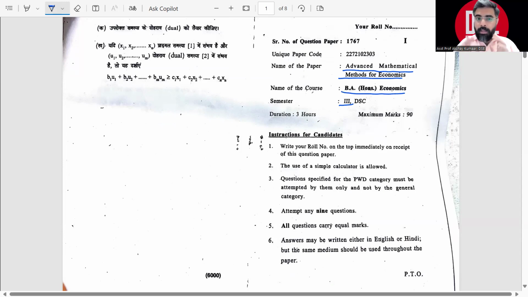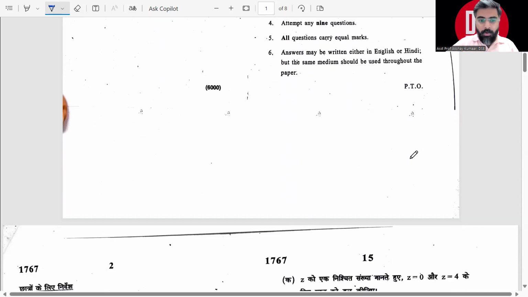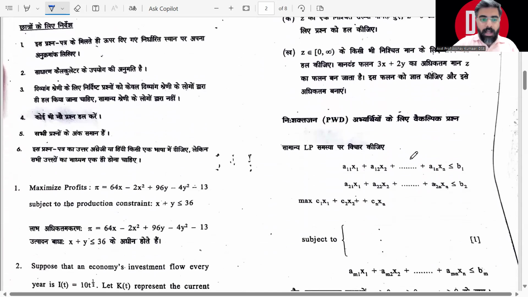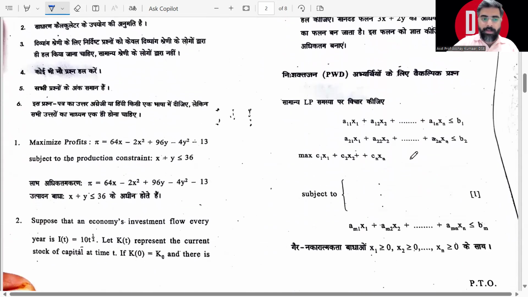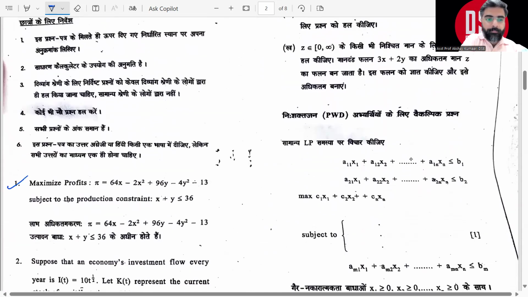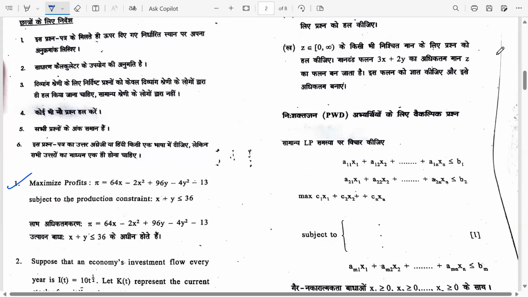Okay, so in this particular lecture, I'm going to start with the discussion of this particular question paper. Okay, I hope students can properly see the question paper on your screens. I'm going to start with the discussion of the first question. So let's quickly start with the discussion of this past year paper. So let's look at question number 1.